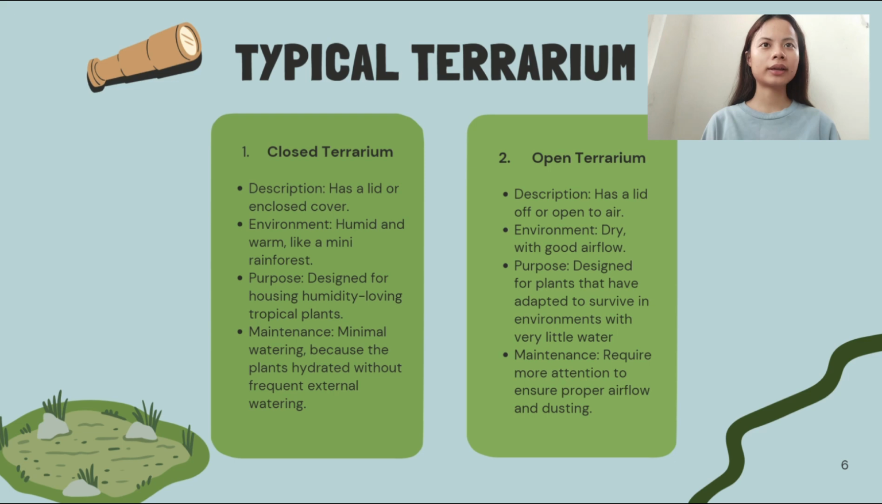There are two main types of terrarium, closed and open. A closed terrarium has a lid that traps moisture, creating a humid and warm environment like a mini rainforest. It's perfect for tropical plants and needs very little watering because the moisture stays inside. In contrast, an open terrarium is exposed to air, so it stays drier and has better airflow. It's great for plants like succulents, but it does require more care, like occasional watering, keeping the plants clean, and making sure it doesn't get too humid.